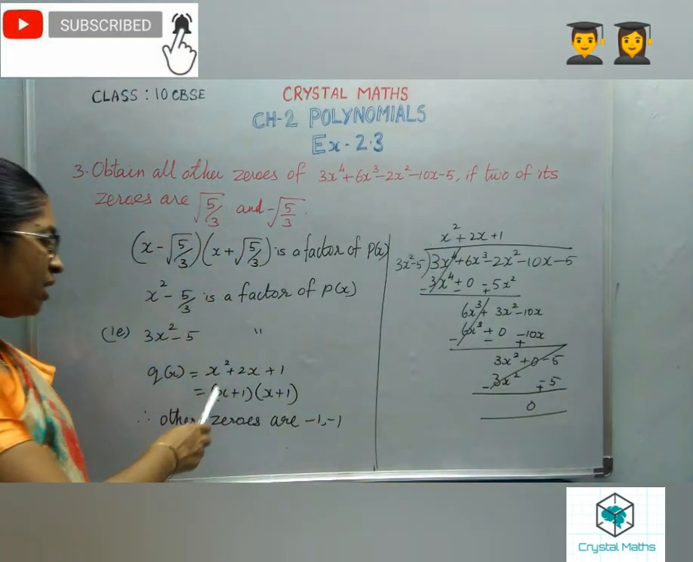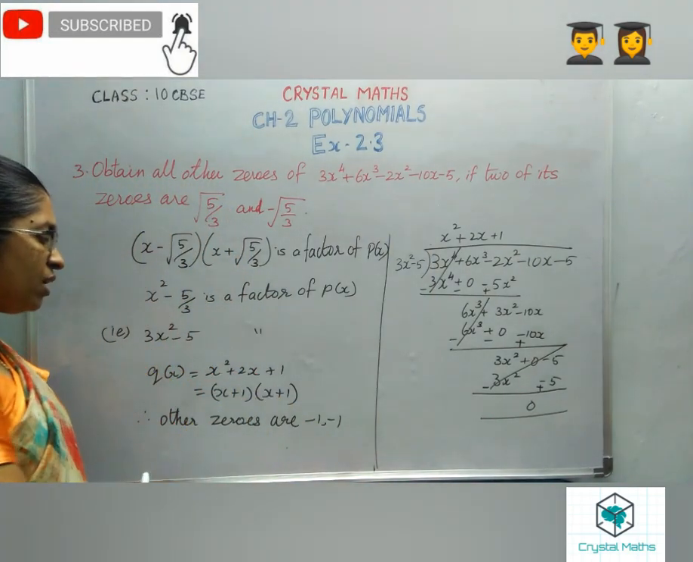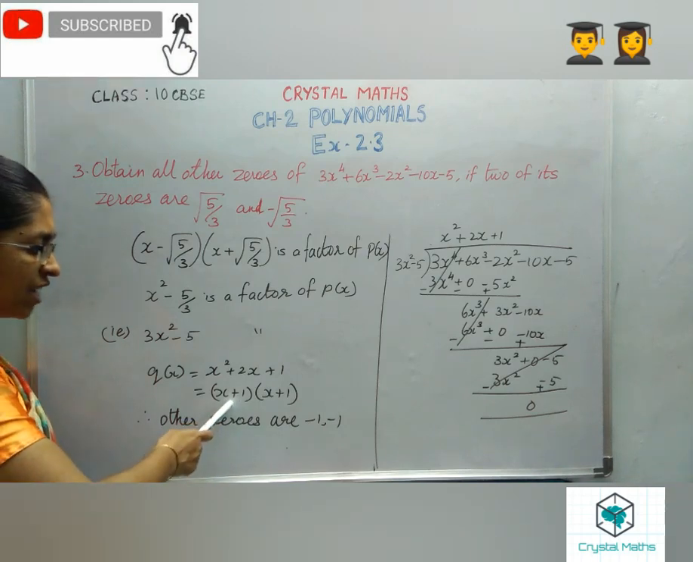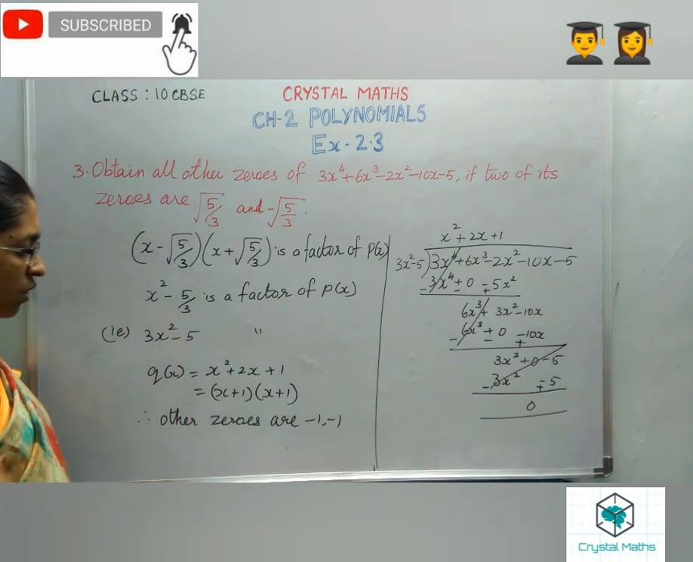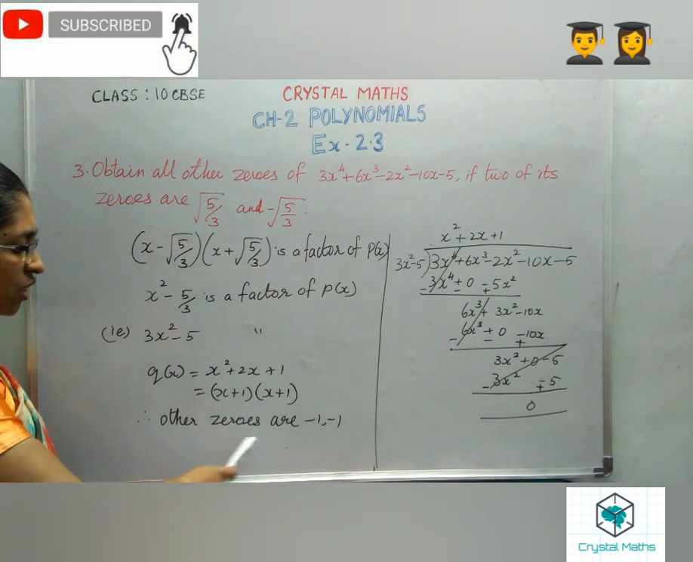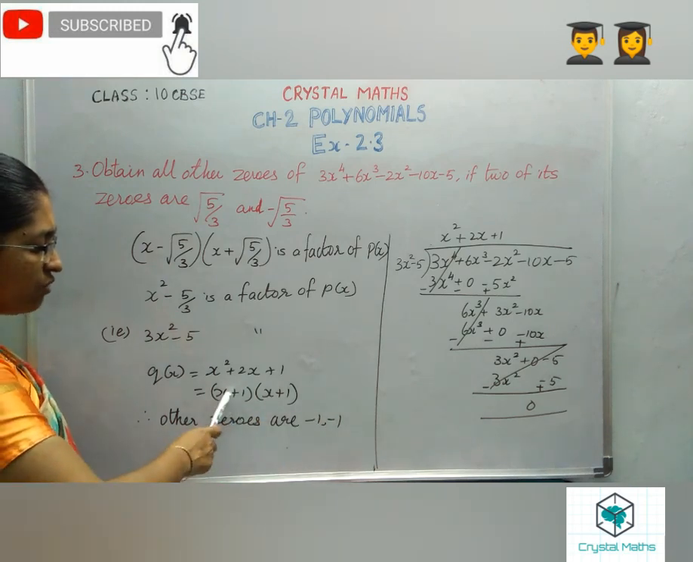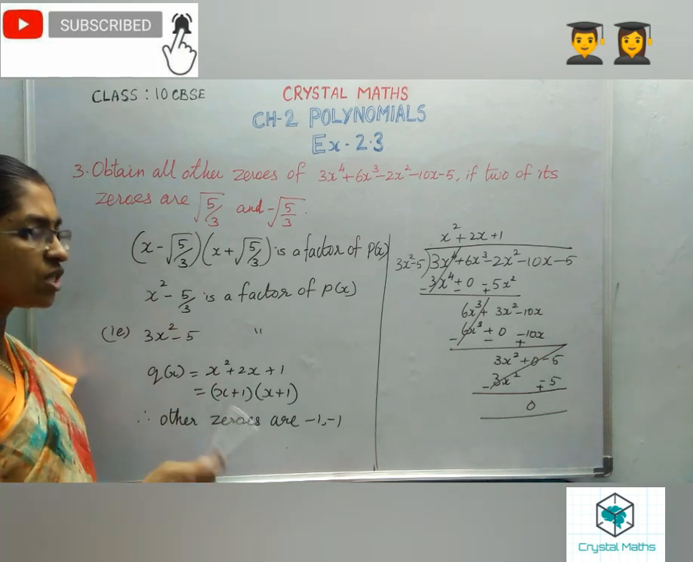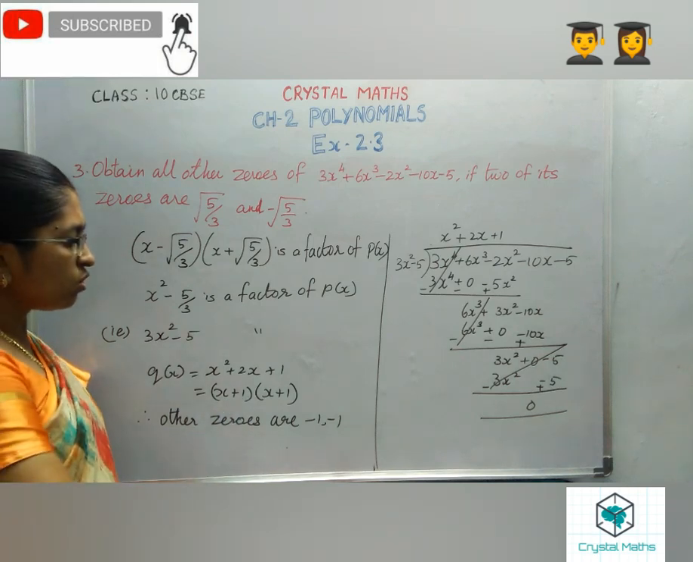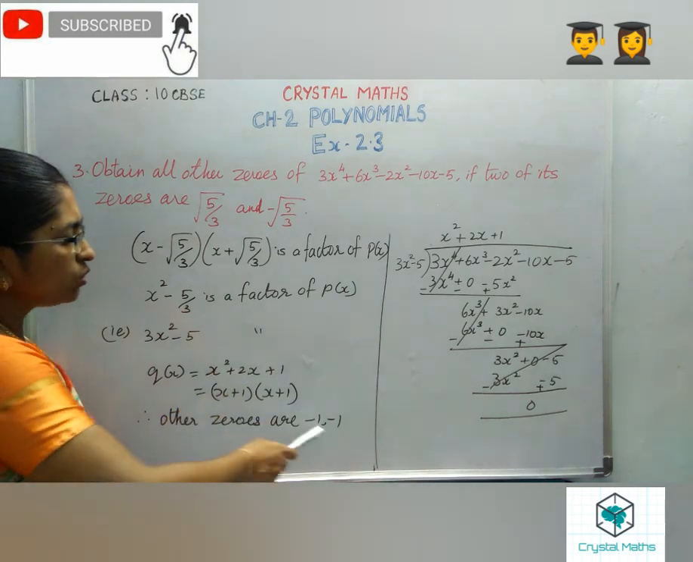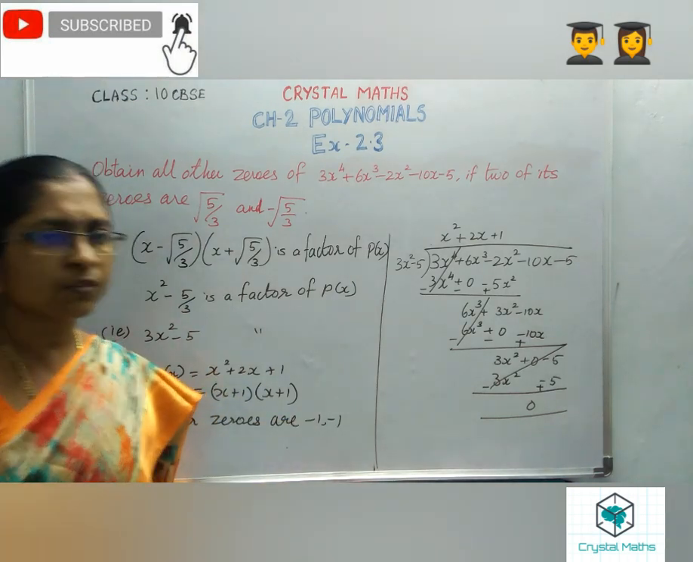We know that x square plus 2x plus 1, if we factorize, we are getting x plus 1 into x plus 1. So from this we can say other two zeros are minus 1 and minus 1. That is, if x plus 1 equal to 0, x is equal to minus 1. So by that we can get other two zeros in this way.